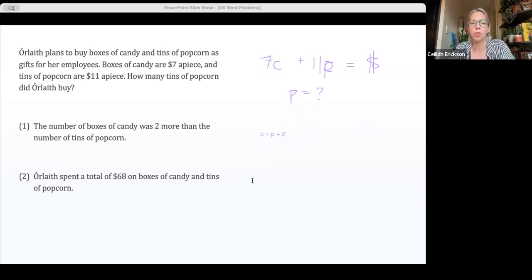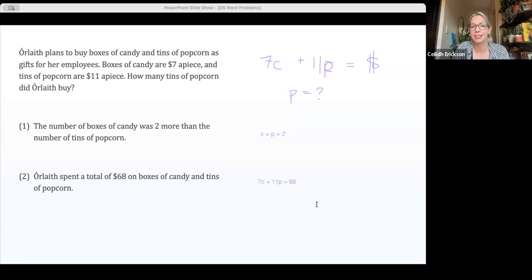And then statement 2, we spent a total of $68. Okay, so now we get to finish this equation up here. So 7C plus 11P equals 68. All right, well, by itself, that's just one equation, 2 variables. Again, it's not going to be enough. So it really, really feels like we should need to use these 2 together to answer the question, right? Feels like the answer should be C.